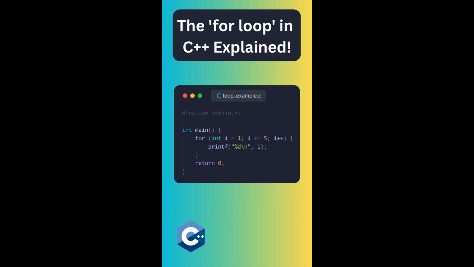The loop starts at i = 1 and runs while i is less than or equal to 5. Each time through, it prints the current value of i using std::cout. You'll see 1 through 5, each on a new line.